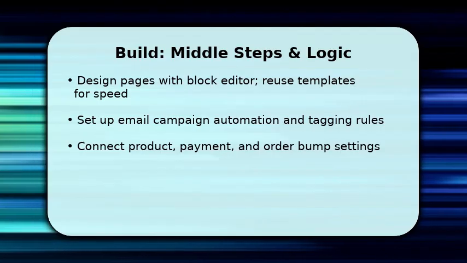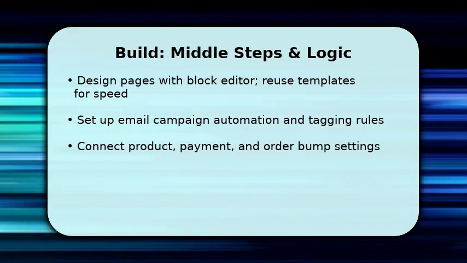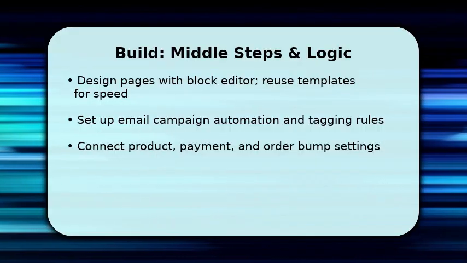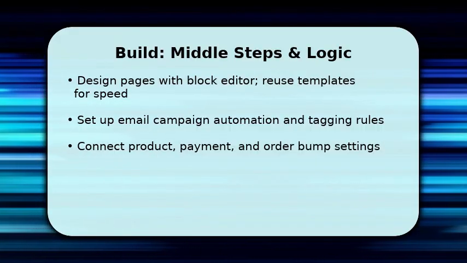Then go to automation. Create an email sequence, assign tags when someone opts in, and set delays for follow-ups. Next, connect your product in sales settings, attach payment gateway, and add order bumps if needed. Make sure the sequence triggers on the opt-in tag so leads move automatically through the funnel.